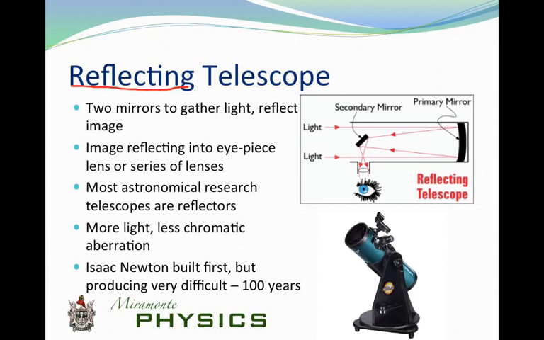So you're going to start with an image reflecting your eyepiece lens or series of lenses. So here it goes. Your light comes in. You have a primary mirror back here. It could be spherical or it could be parabolic if you can afford it. And you have light coming in, and that's going to bounce off.